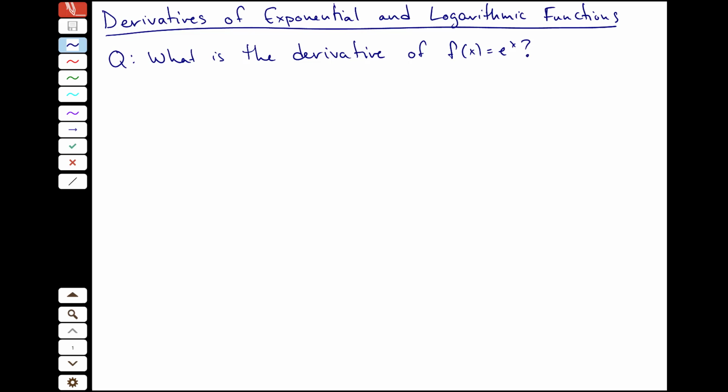Hi, this is Dr. Goldstein, and I'm going to talk about the derivatives of exponential and logarithmic functions. So let's start by discussing the derivative of the function f of x equals e to the x.